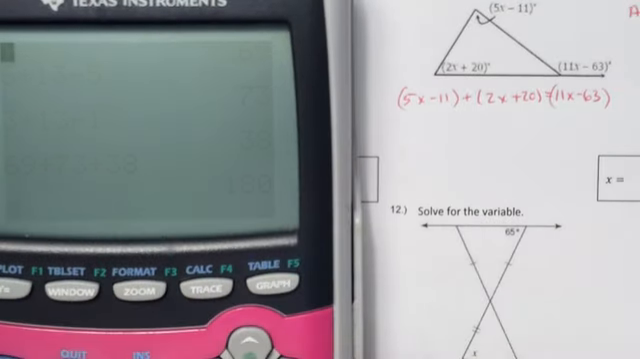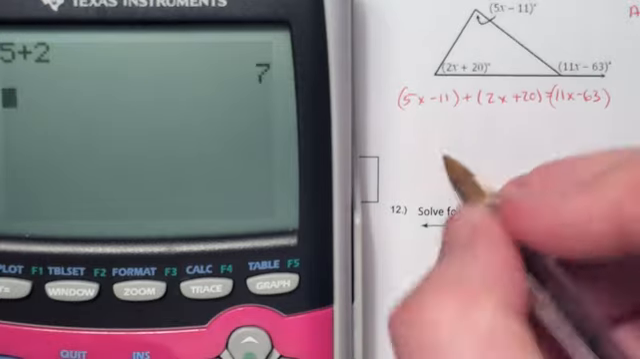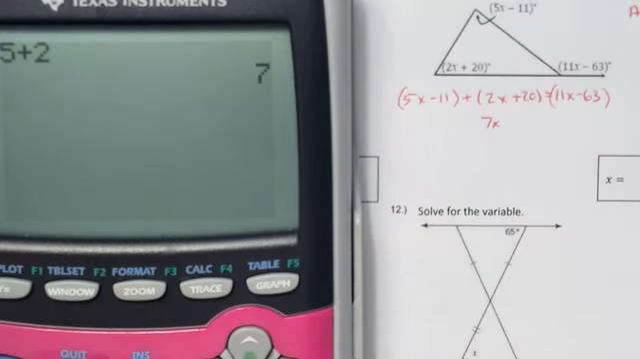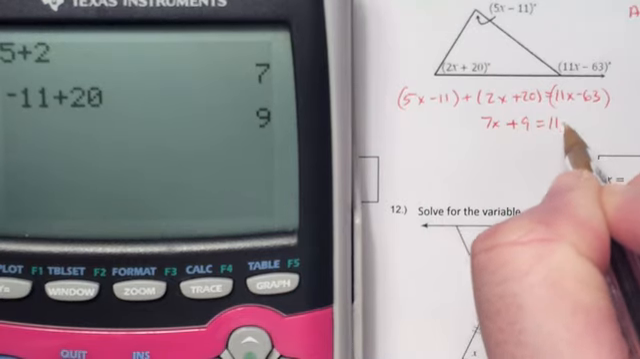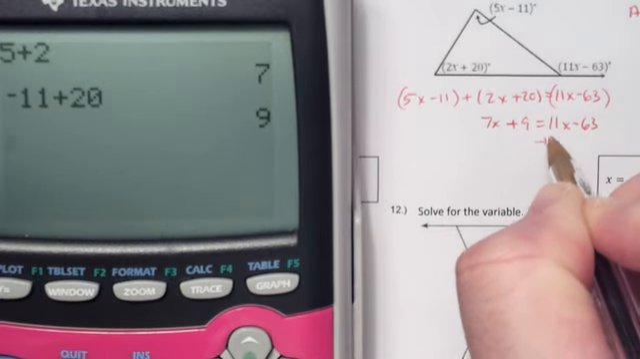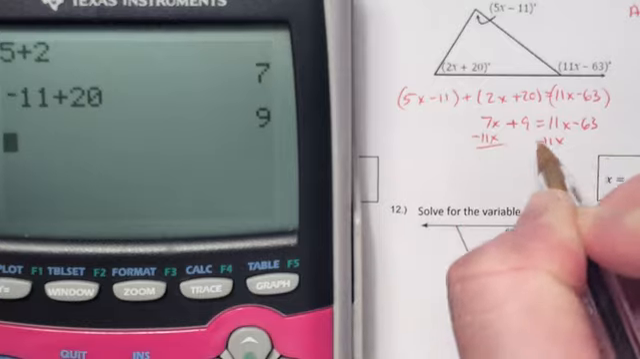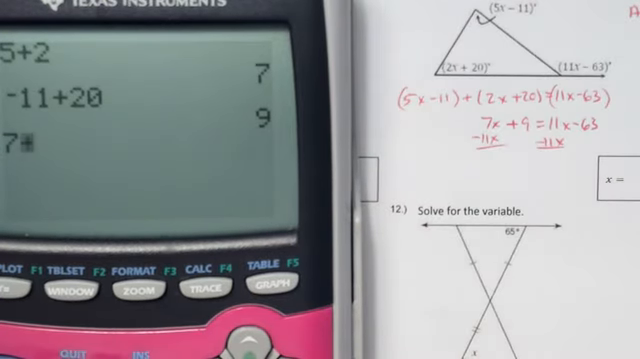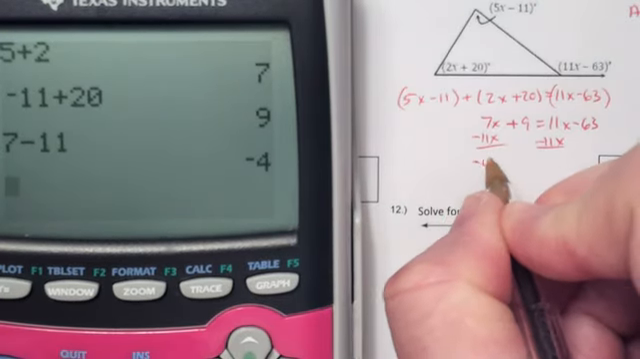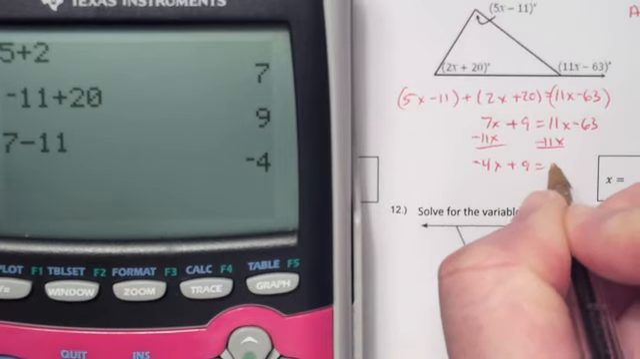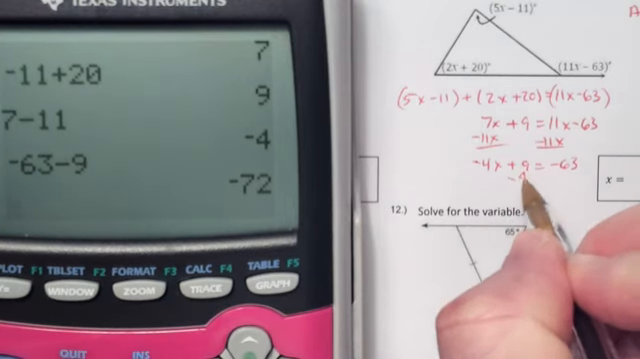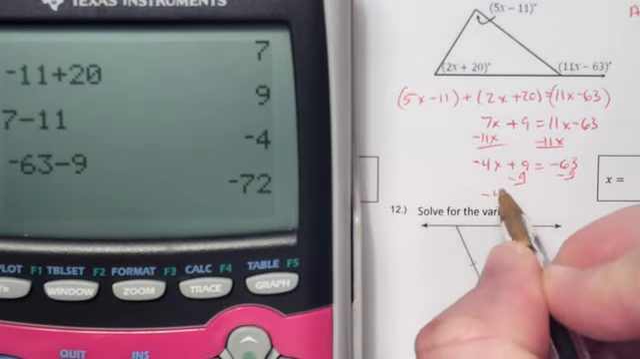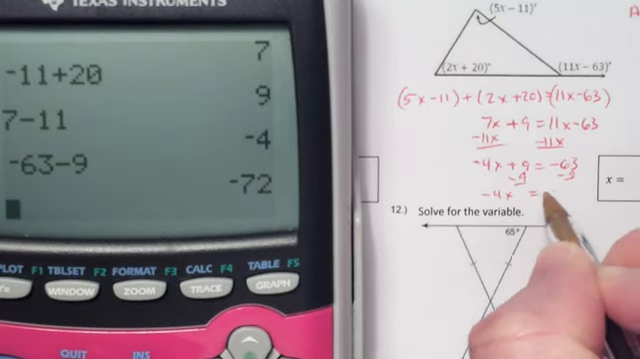All right, 5 and 2 go together. We get 7x. Negative 11 plus 20, we get plus 9 is equal to 11x minus 63. I'm going to subtract 11x from both sides. So 7 minus that 11, I get negative 4x plus 9 is equal to negative 63. Negative 63, I'm going to subtract that 9. I get negative 4x is equal to negative 72.